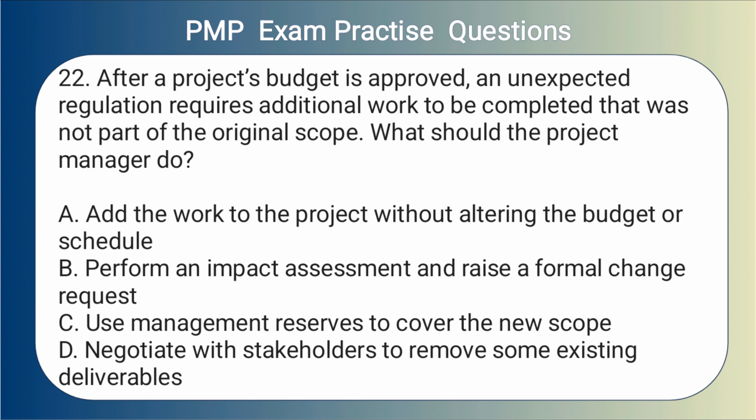22. After a project's budget is approved, an unexpected regulation requires additional work to be completed that was not part of the original scope. What should the project manager do? A. Add the work to the project without altering the budget or schedule. B. Perform an impact assessment and raise a formal change request. C. Use management reserves to cover the new scope. D. Negotiate with stakeholders to remove some existing deliverables.